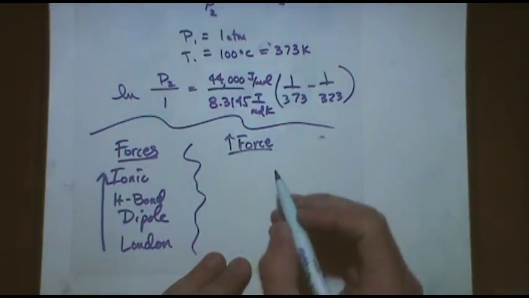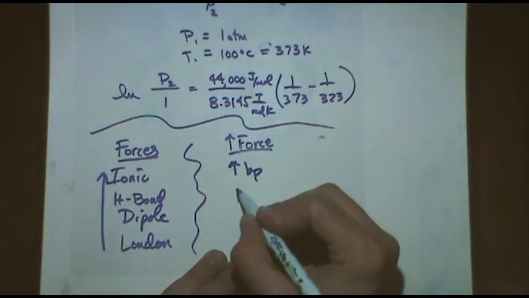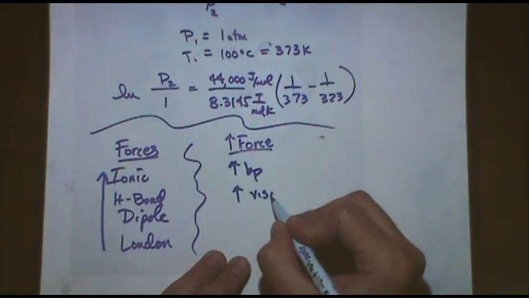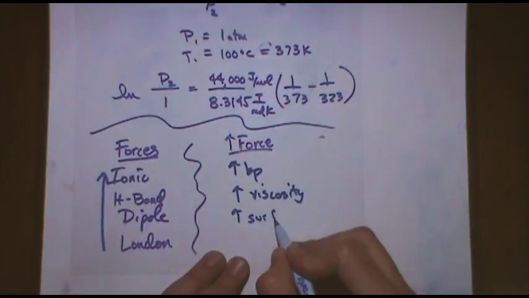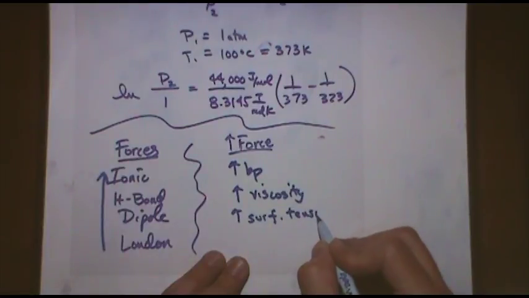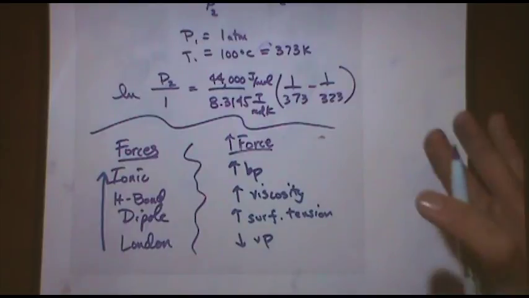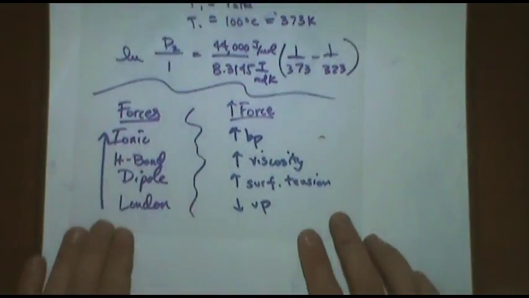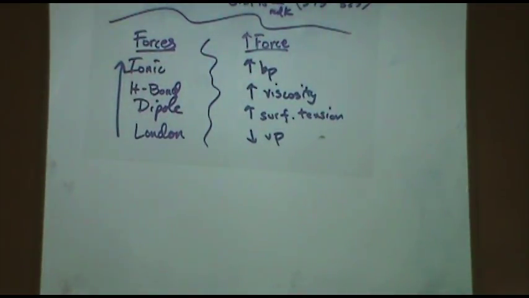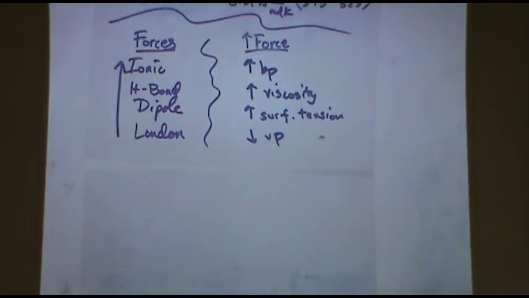All right. As the force increases, the following will increase: boiling point, viscosity, surface tension, and the following goes down: vapor pressure. Okay? If this is something you're going to forget, you better write it on the back of the exam, because we won't give it to you. So let's see an example. So here's an example where vapor pressure can come in, but this is qualitative, no numbers.